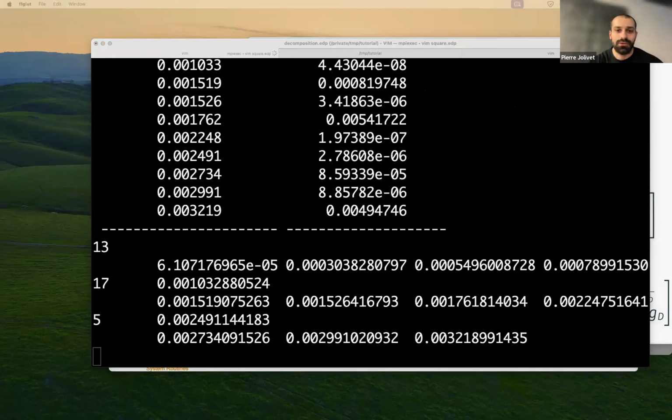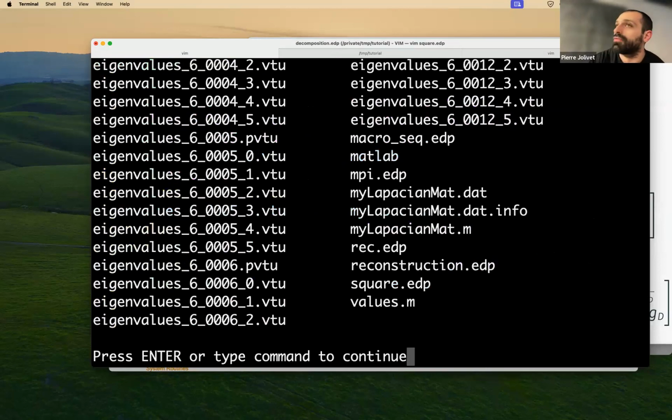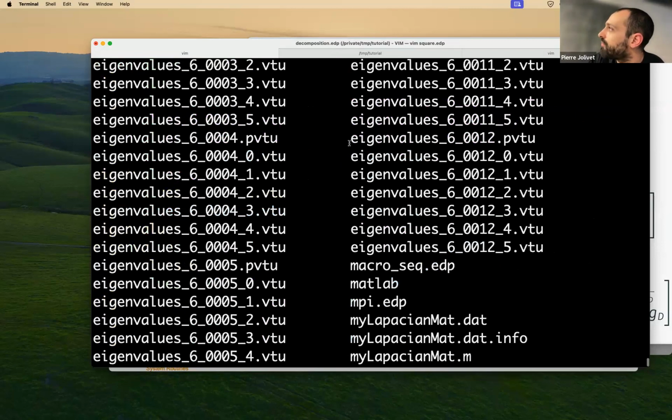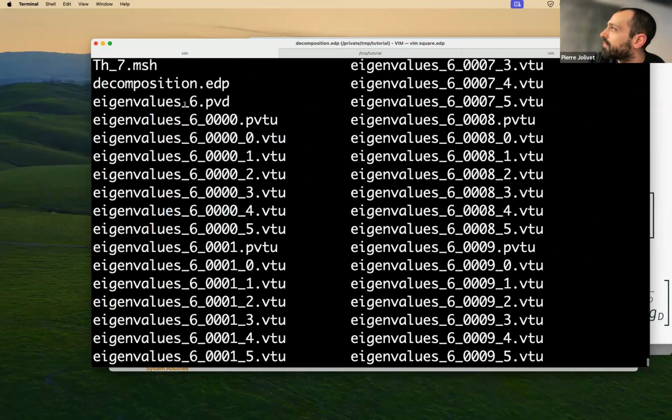Ok, so everything ran. Everything is being output. And so now if we do ls, we see that we have a lot of eigenvalue files. And so we can simply open a main file. The main file will be eigenvalues.pvd. And it's running with 6 processes, so it's eigenvalue underscore the number of processes .pvd.